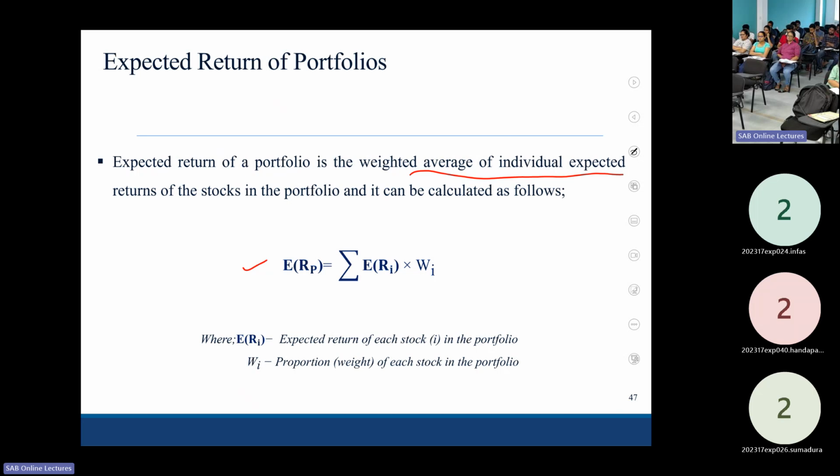You can see the formula. Expected return of stock I, its weight. Expected return of stock X, its weight. Expected return of stock Z, its weight. So get the total. That is the portfolio expected return. It is the weighted average of individual stocks' expected return. This is easy. If you have 100 stocks in your portfolio, say, weighted average.